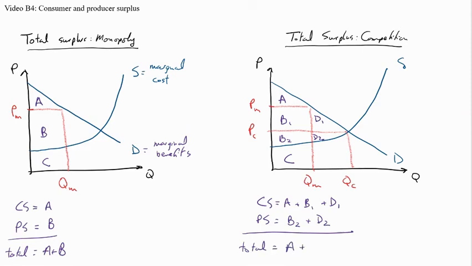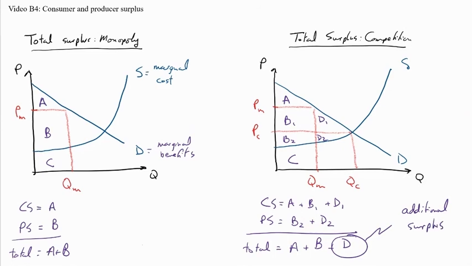And if I put that all together, my total surplus of both of those is area A plus, I'm going to call B1 plus B2 just area B, because that's the same as we had on the left side of the screen. And I'm going to call area D1 and D2 just area D. So now what we see, it's this area D is new. That's an extra gain, an additional surplus that we gain with perfect competition compared to monopoly.